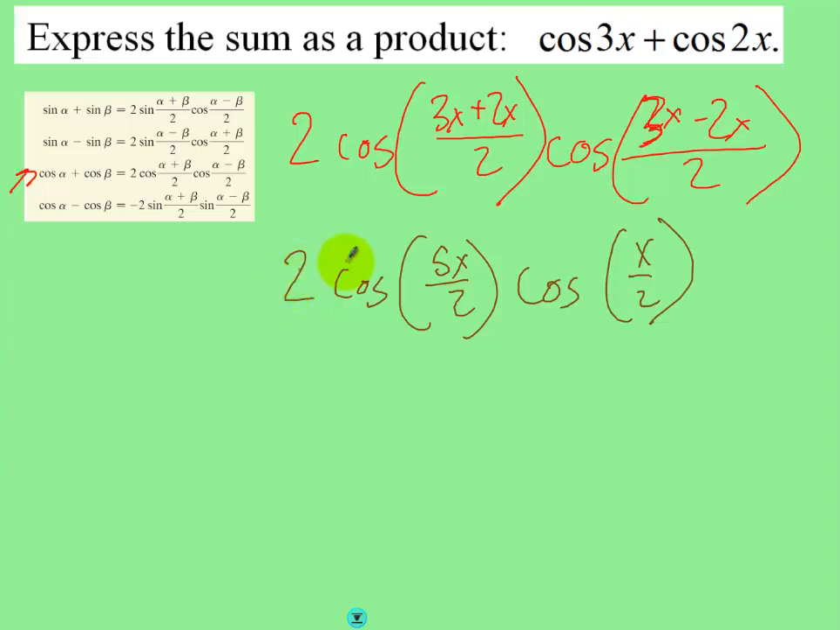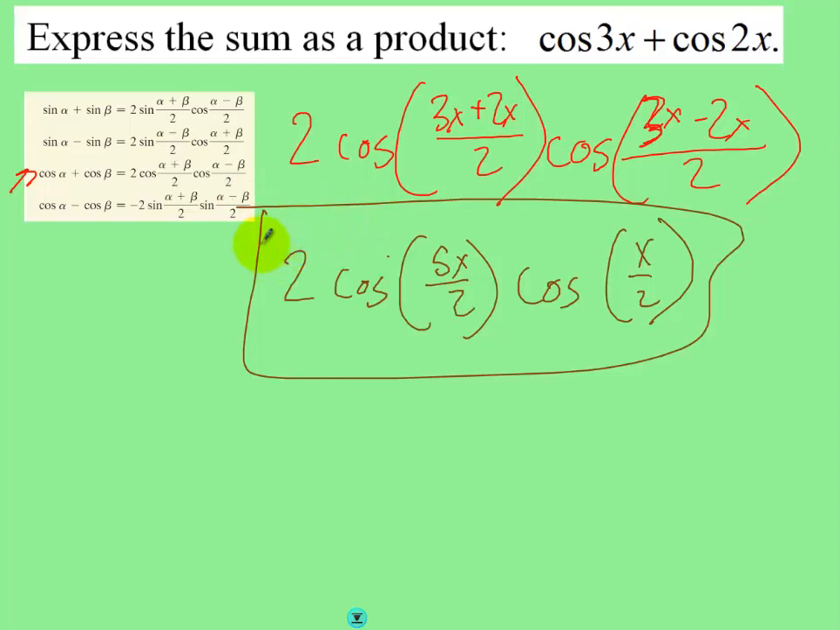Now, you can't distribute this 2 in. That doesn't work. This is an input to a cosine function. You can't just multiply the input by 2. So we're done just like that. That's it.